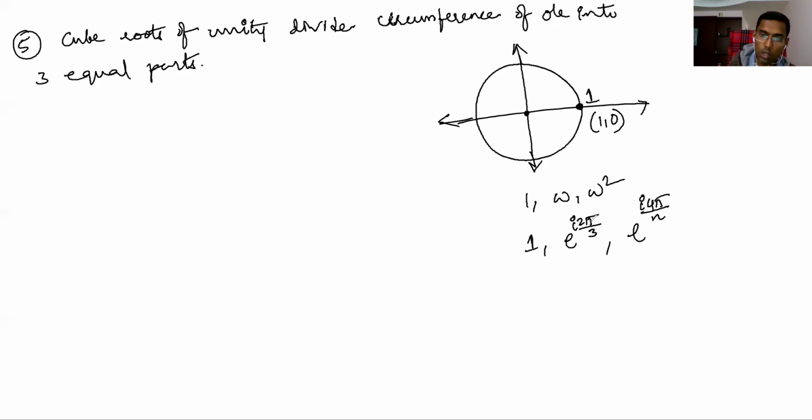2 pi by n means what? For n equals 3, 2 pi by 3 is 120 degrees, so 120 degrees will be here. See, the argument is 120 degrees. So e to the power of i 2 pi by n, 2 pi by 3, then 4 pi by 3.